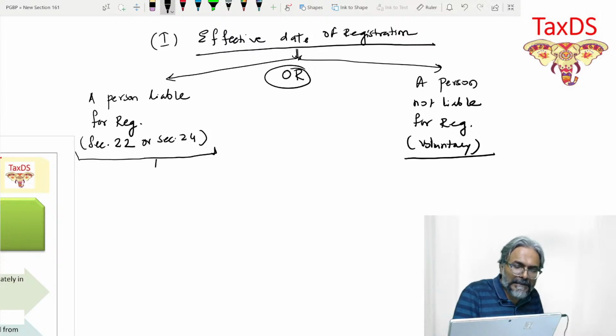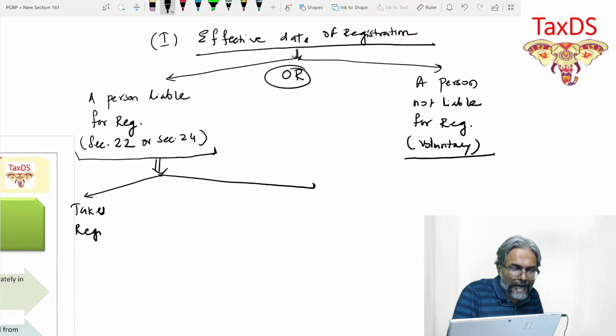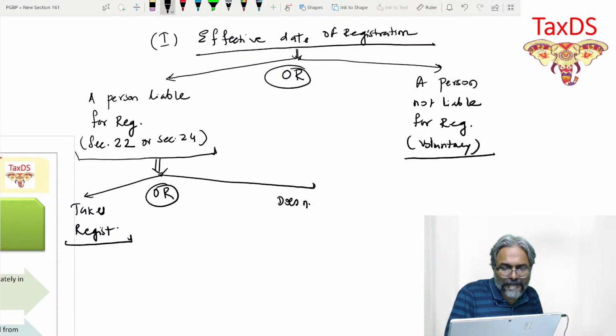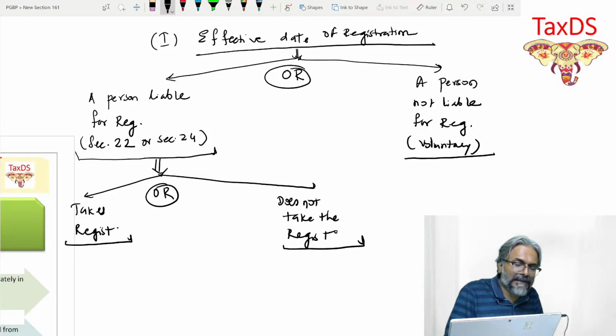Now, if a person is liable for registration, again two things can happen. Which are the two things? He takes the registration, yes, voluntary registration. And the second one, students, is that he does not take the registration. So in one case he is taking the registration, in the other case he is not taking the registration, students. Be careful on this one.